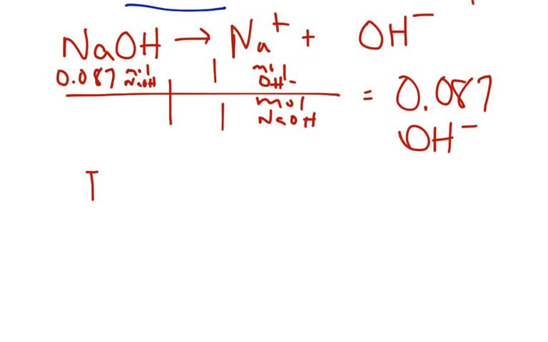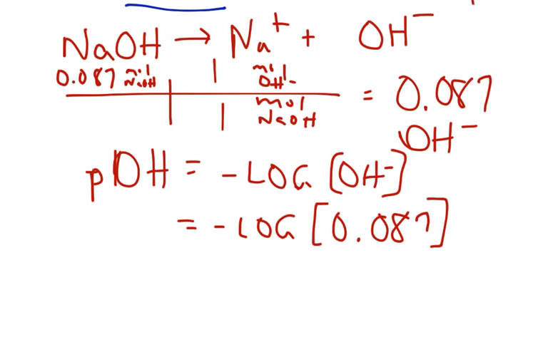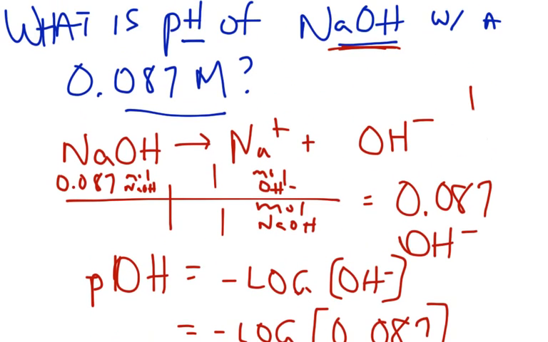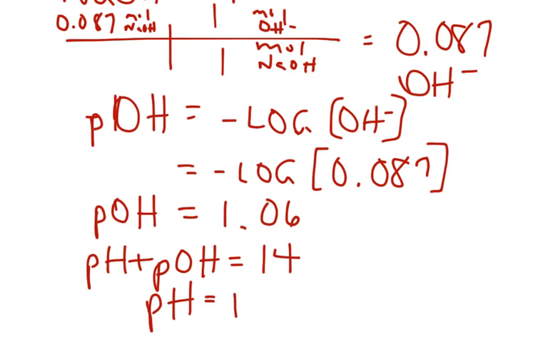My next step is to find the pOH by taking the negative log of the OH concentration, which is what I just found. So take the negative log of 0.087, and I plug it in my calculator and I end up with 1.06. That's my pOH. But the original question asked for pH. So now I have to once again think pH plus pOH equals 14. So I do 14 minus 1.06 and I get 12.94 as my pH.